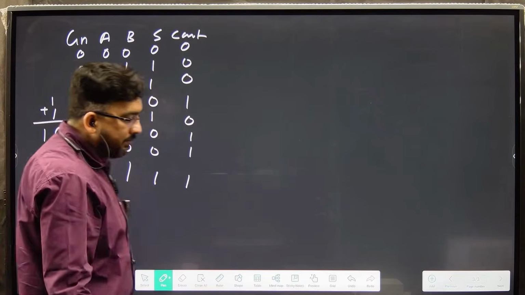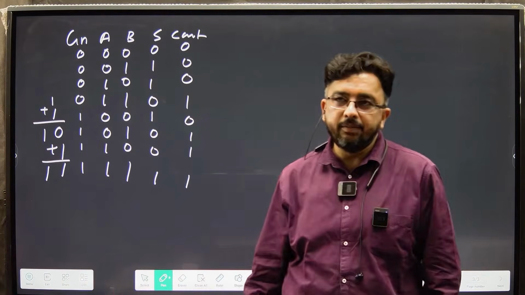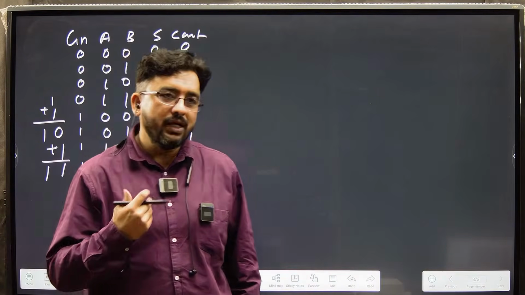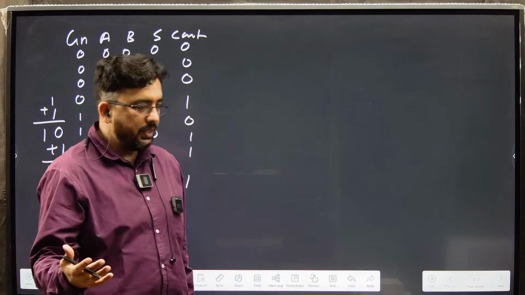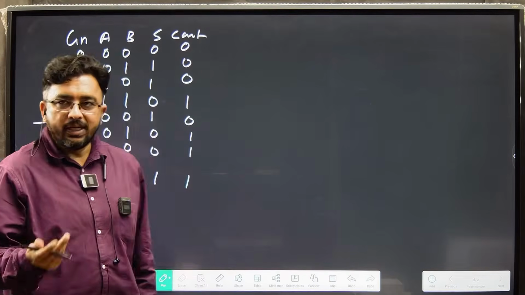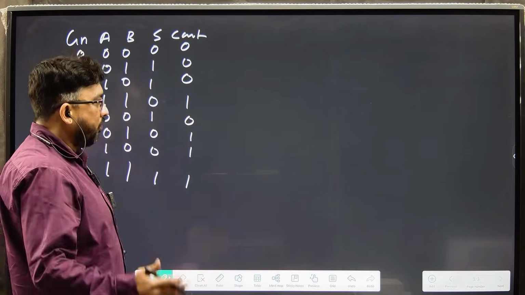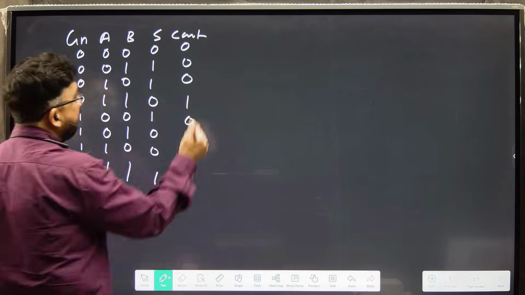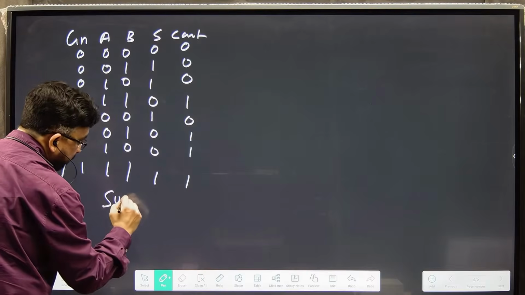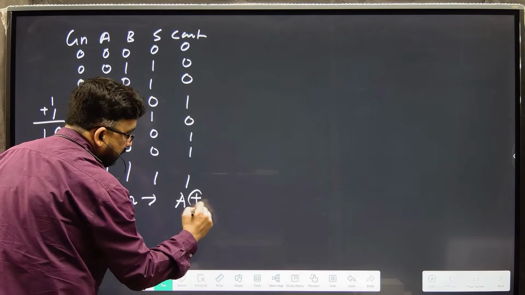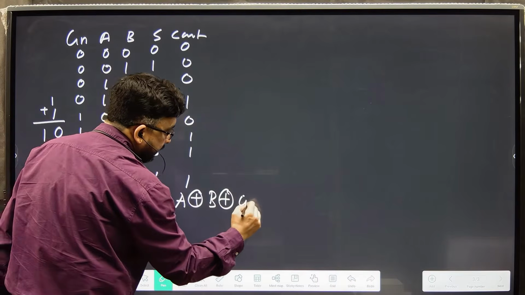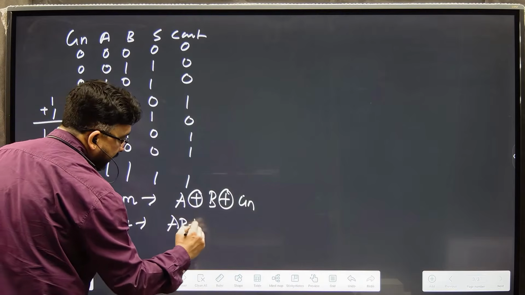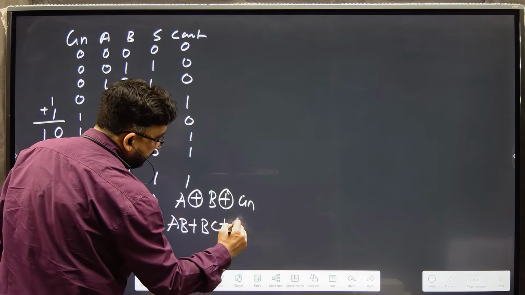As I mentioned in the starting, I will not touch the K map or the realization of any truth table with the help of a K map to derive the circuit, because I know this is a method you know very well. The expression you will achieve with the help of a K map is that your sum is A XOR B XOR C in, and your carry out will be AB plus BC in plus C in A.